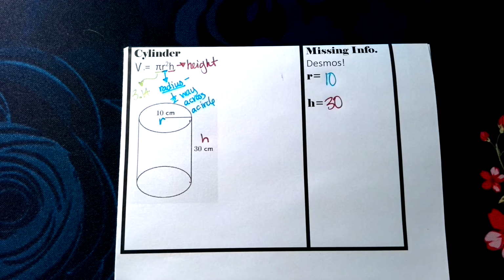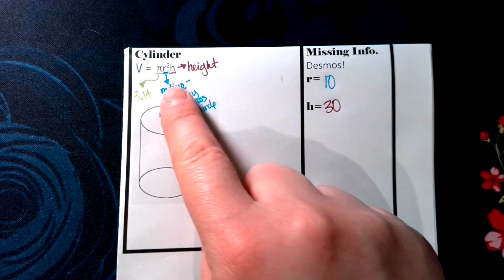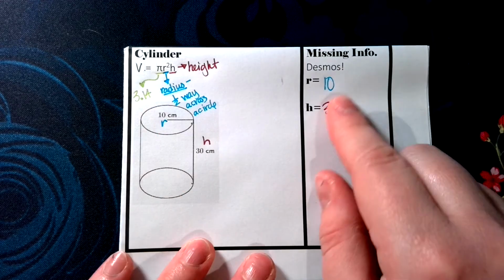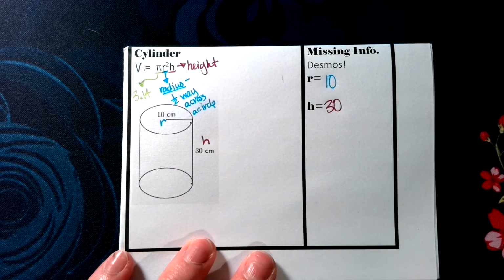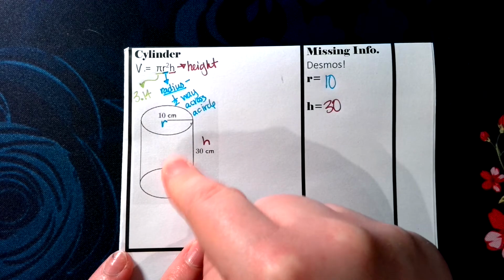So now, again, what we need to do is we need to take our formula, plug it into Desmos, tell it what our radius and our height are so that we can figure out what the total volume is, how much stuff is going to go on the inside of our shape.